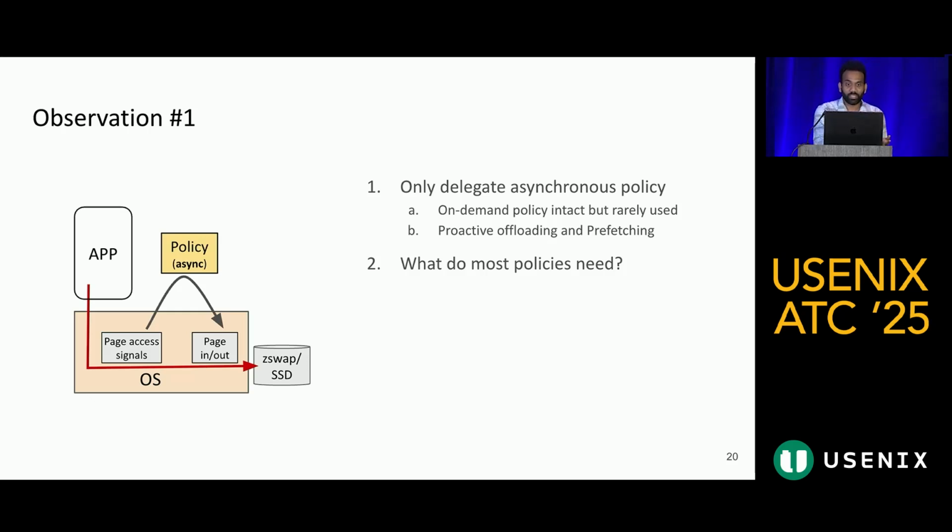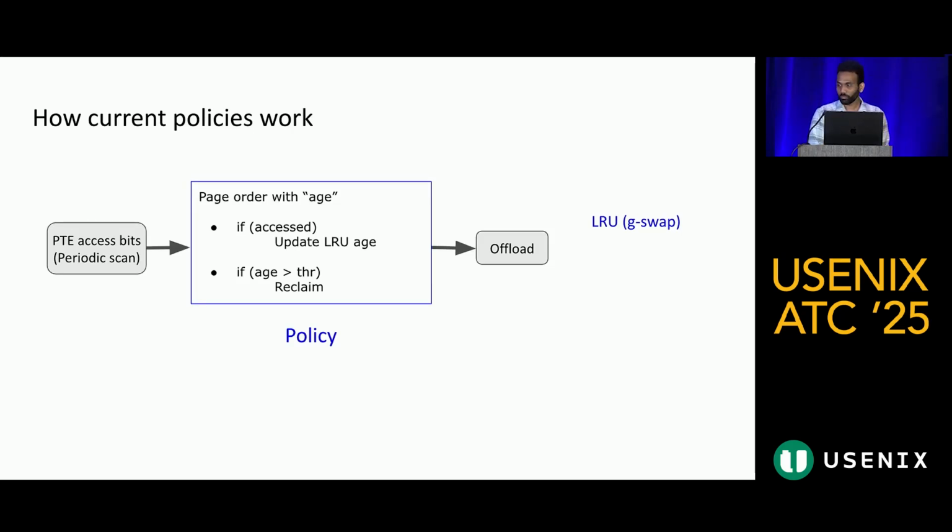To answer that question, maybe let's look at what current policies do. For offloading, for example, you periodically scan the page tables, looking at these access bits, and then you try to implement some policy like LRU, where you maintain an age per page, which gives you an ordering on the pages, and then at a certain point you take the pages out of memory and put them onto disk. So that's how the current existing LRU works, right?